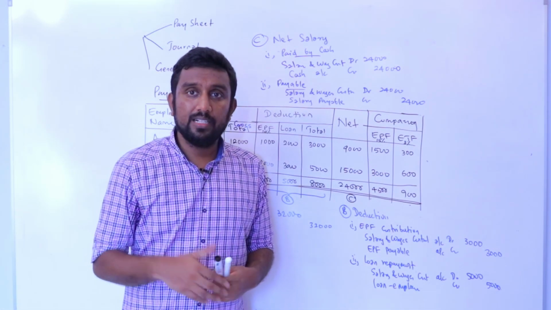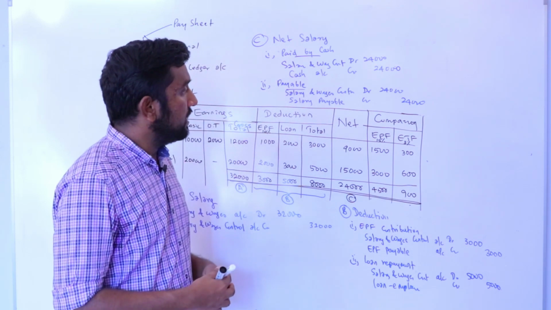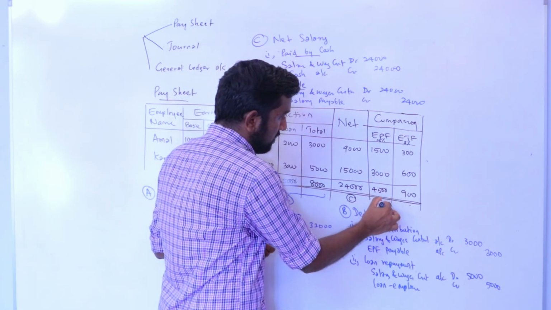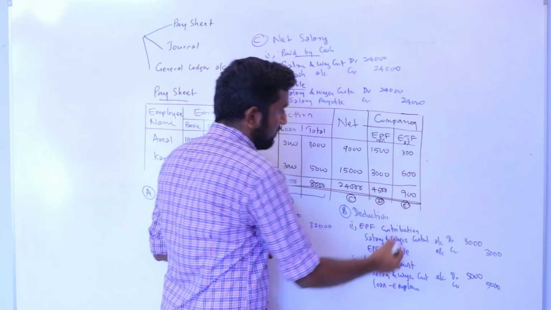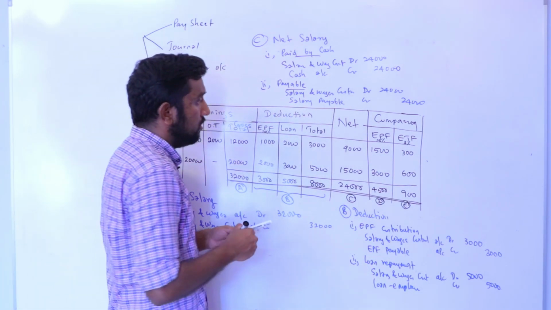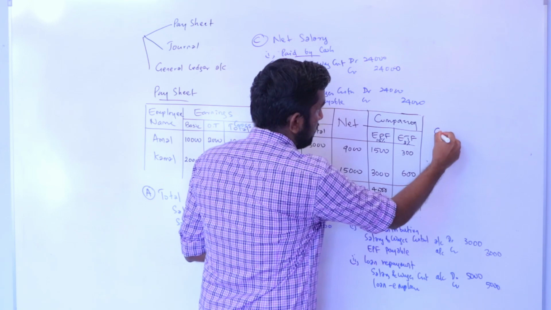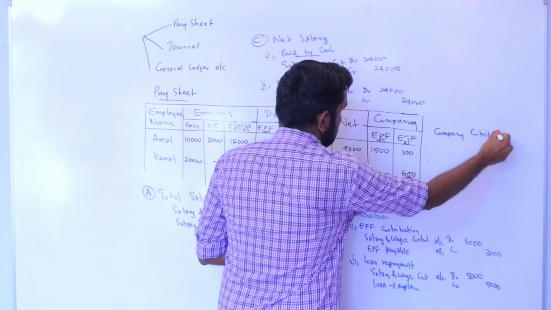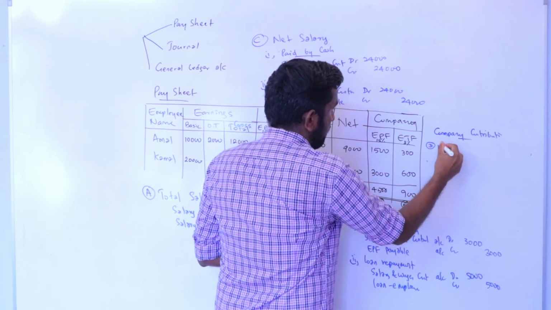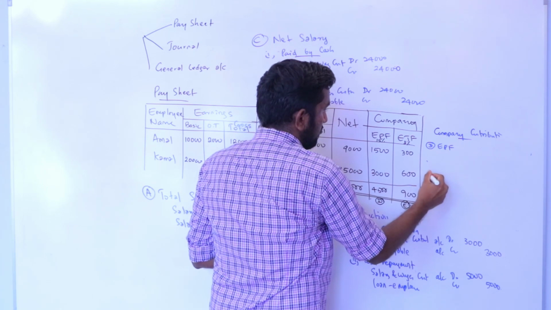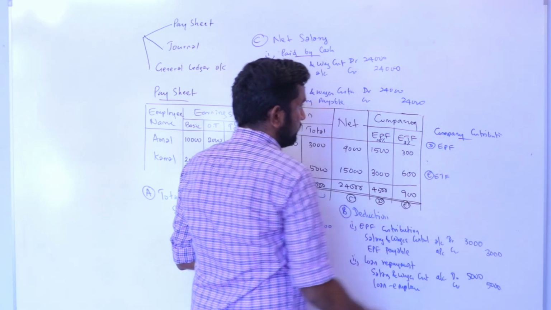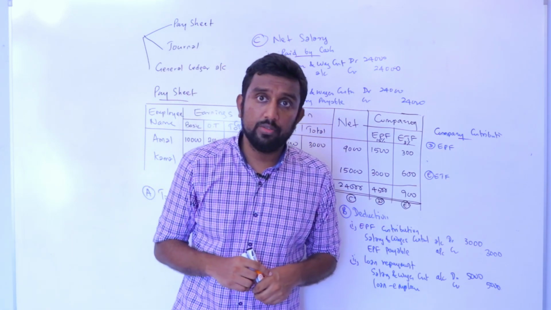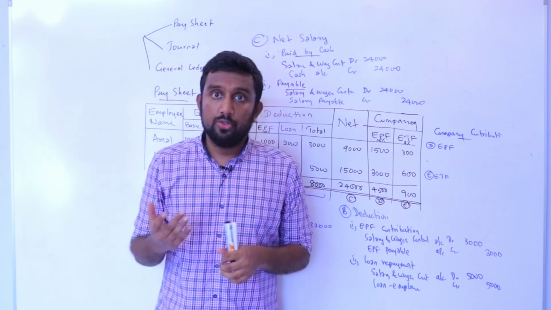The next one is the company contribution, which is EPF contribution and ETF contribution. So I would say EPF contribution as D and ETF contribution as E, right? So company contribution, D is EPF, E is ETF, right? So EPF contribution, ETF contribution of the company, you should know the double entry which you studied in the earlier lessons.